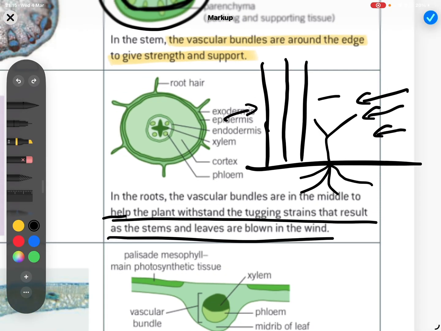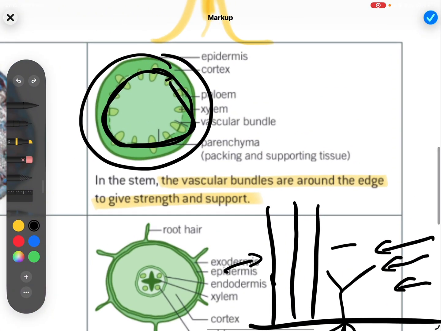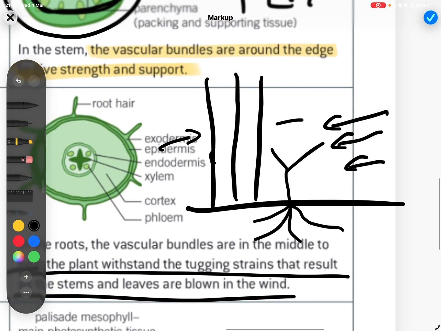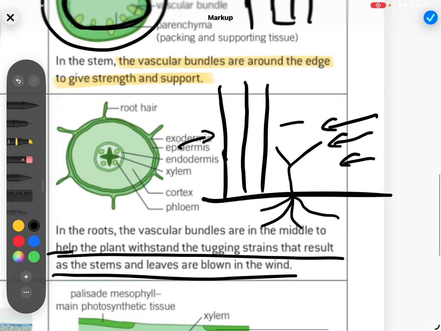Whilst if you go back to the stem, if they're on the outside and you've got this soft bit in the middle, because the hard stuff is on the outside, it doesn't allow for much bending. Remember, the roots are probably wiggling around as the stem is wiggling around, so it needs to make sure the roots don't just snap. The best way is by having them in the middle.